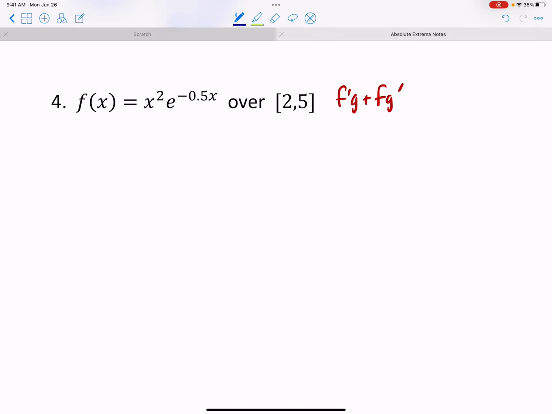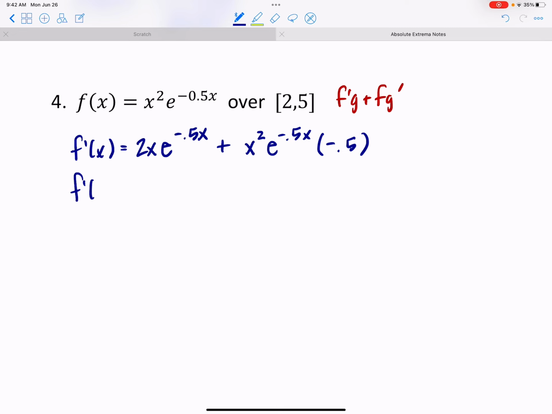So let's go ahead and find our derivative. So f prime of x. So we need the derivative of x squared, which is going to be 2x. That's going to be multiplied by g, which is our e to the negative 0.5x. And then we're going to add on f, which is x squared, times the derivative of g. Now the derivative of e to the x is just e to the x, so that's going to be e to the negative 0.5x. Now because that is not just an x there, we're going to multiply by the derivative of that inner function, and the derivative of negative 0.5x would just be negative 0.5.